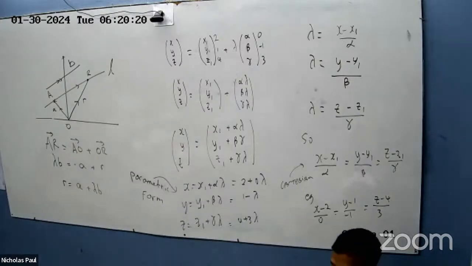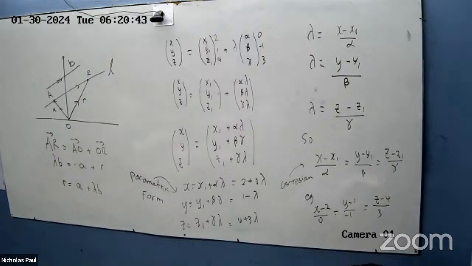Right? So we have to be able to go from one form to the next. How do you remember? Cartesian form has no lambda, so you have to make lambda the subject and equate. Parametric form has lambda, so you have to make x, y, and z the subject. And vector form is the next one. So you have to remember each one of these forms.